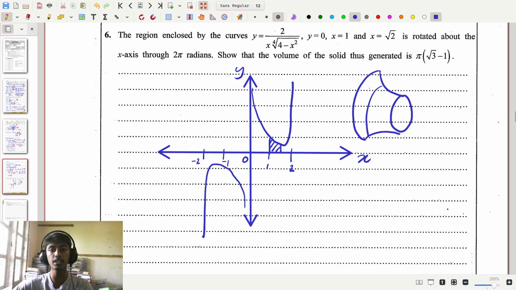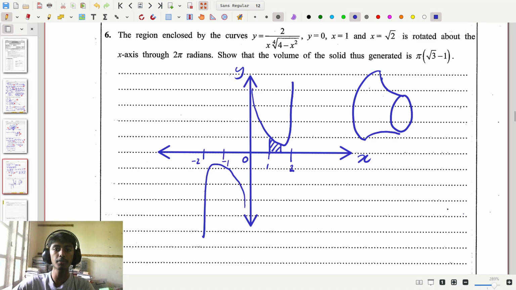If we take a cross section in this direction, the cross section we get is exactly this region right here. So we have a radially symmetrical object that we have created by simply taking this region and rotating it about the x-axis by a total rotation of 2 pi radians. Now, how we find this object's volume is by using mathematical integration.